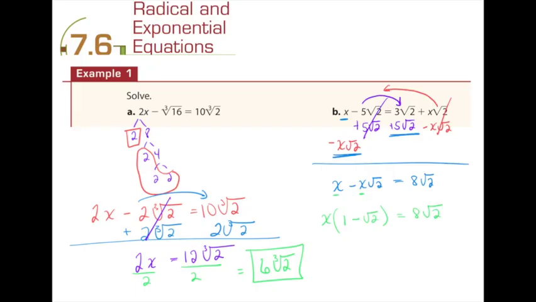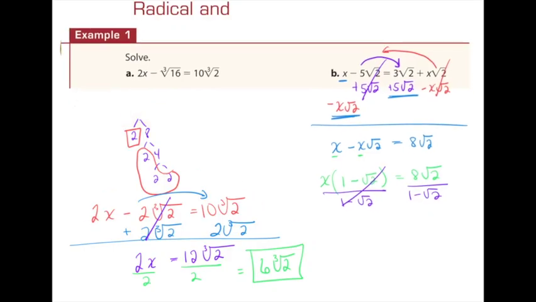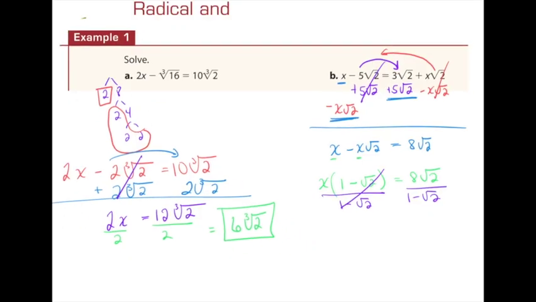All right? And now between these two is just multiplication. So I'm going to divide both sides by this entire group. I'm going to take that group and divide both sides by the group. All right? So I'm going to divide this side by 1 minus the square root of 2 and this side by 1 minus the square root of 2. It will cancel here. Now for this one, I have my x completely by itself. That's going to equal 8 square root of 2 over 1 minus the square root of 2.